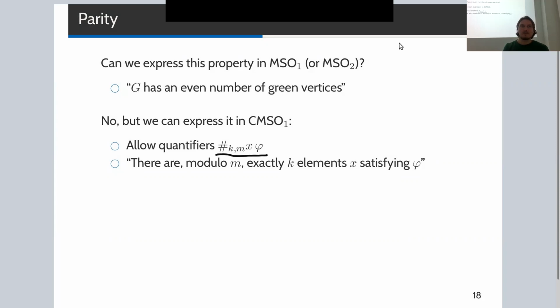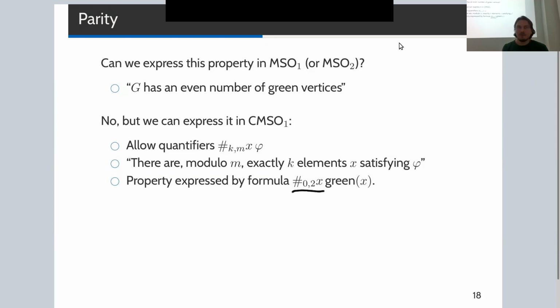So if you have such a modulo counting quantifier, you can, for example, express that there's an even number of green vertices using this formula. So this states the number of vertices modulo 2 that are green is 0. In other words, there's an even number of them.